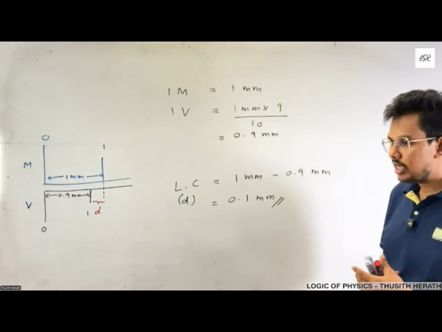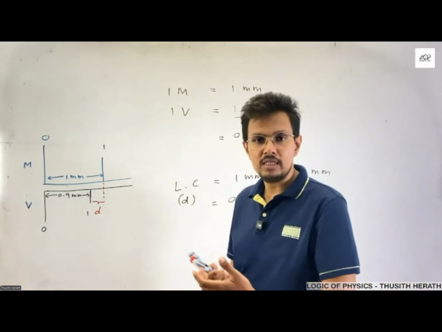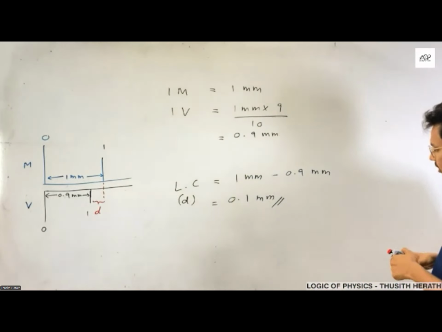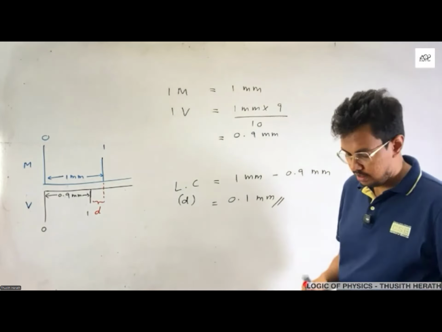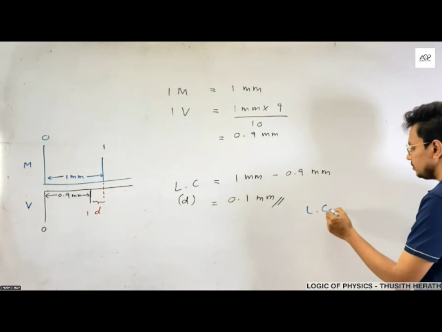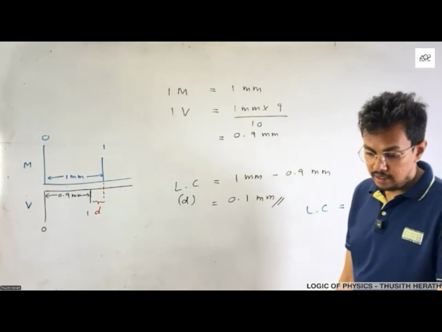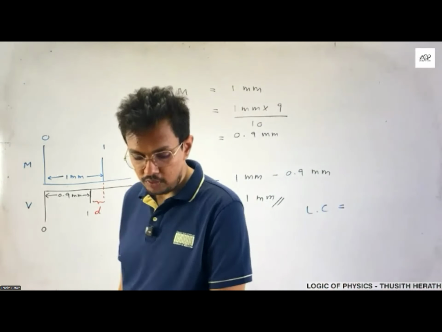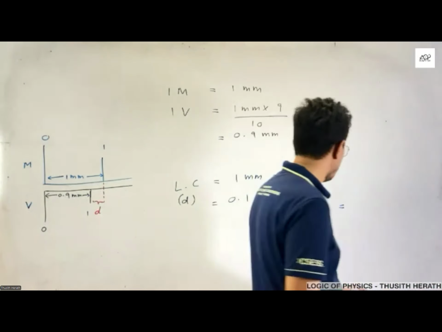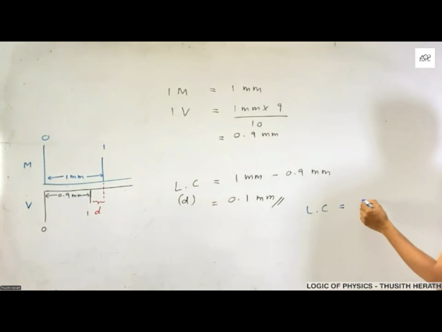But for MCQs, sometimes you will need a short method. What's the short method? You can say least count equals length of a main scale division over number of vernier divisions. The equation is in your tute, right? Length of a main scale division is 1 mm over number of vernier divisions.